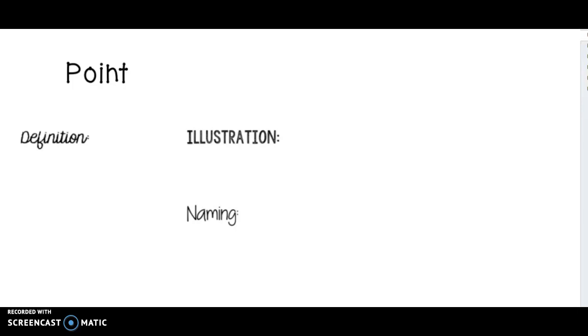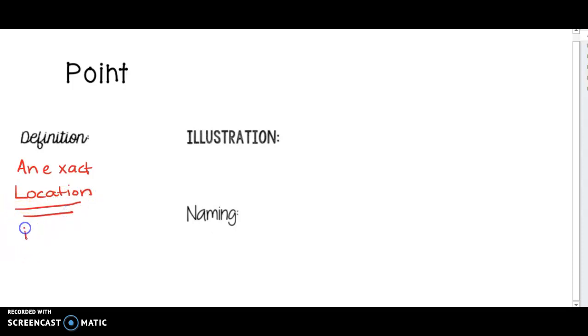All right, so the first one we have is a point. Now the definition of a point is going to be an exact location, and the key word here is location, so I'm going to underline it, exact location in space. I'm going to put here that it has no dimension. So you hear of like one-dimensional, two-dimensional, three-dimensional, things like that. This has no dimension.